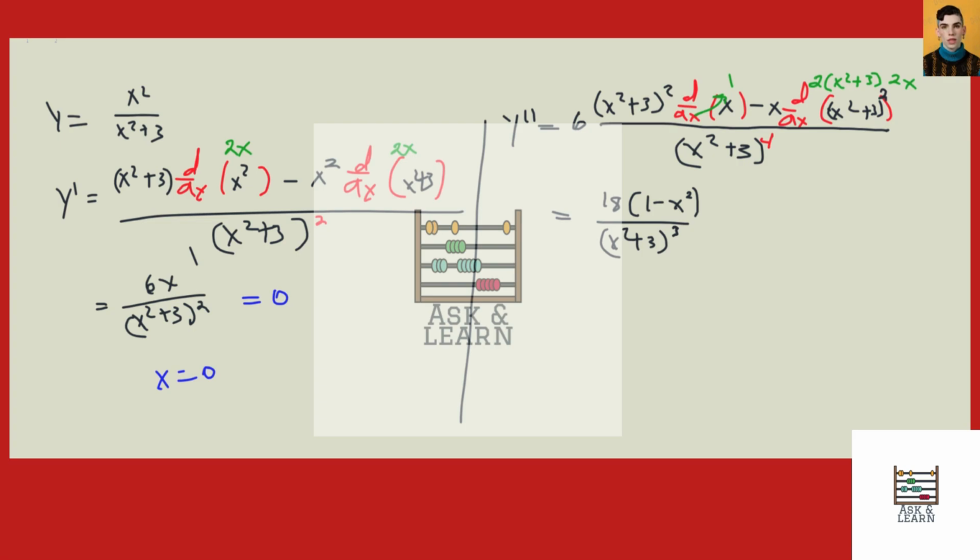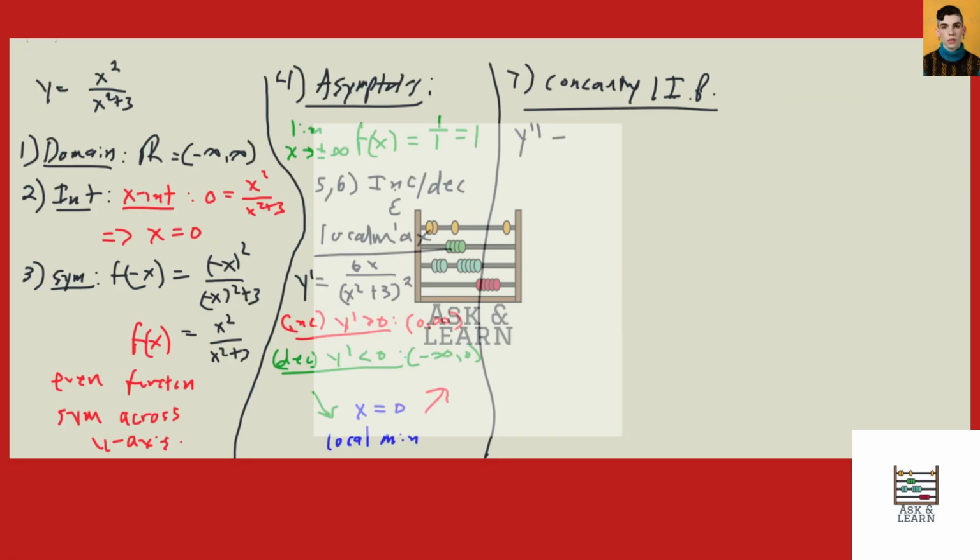All right, so again, we can go ahead and set this equal to 0 to try to figure out our possible points of inflection. So that would tell us we need to make 1 minus x squared equal to 0, or x is equal to plus or minus 1. All right, so we're going to need those values in a second. So we have y double prime is equal to 18 times (1 minus x squared) over (x squared plus 3) cubed.